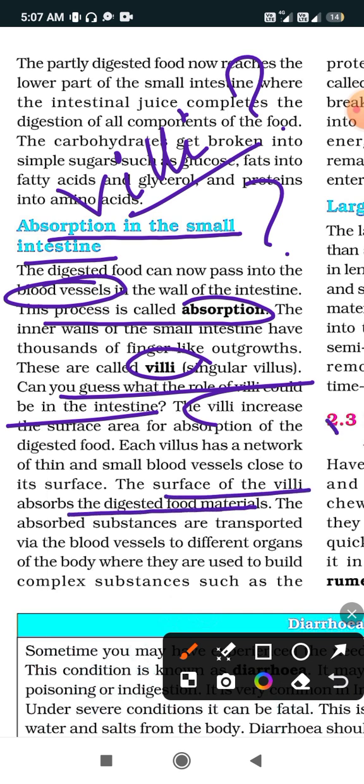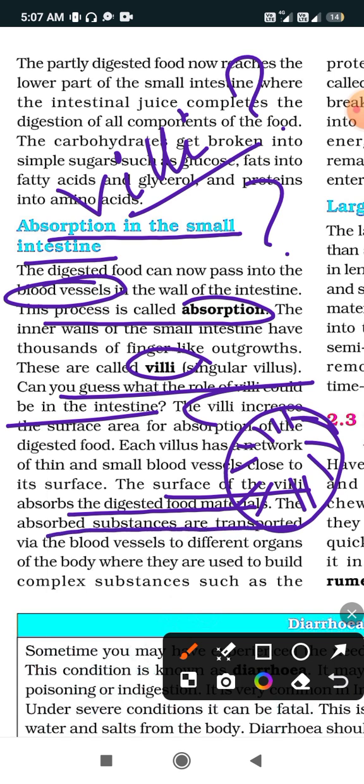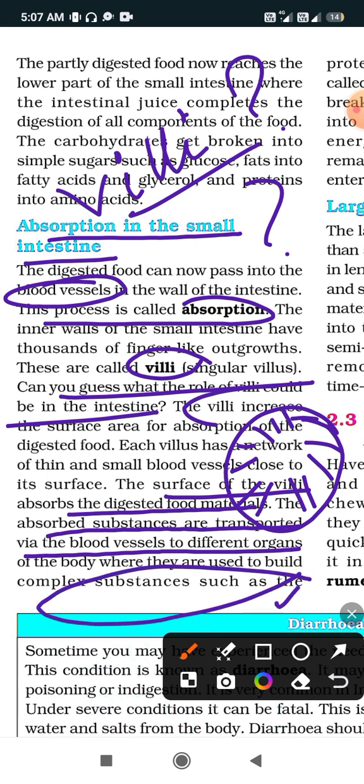So in the small intestine there is an outgrowth, a finger-like projection present. Clear? Then the absorbed substances are transported via blood vessels to the different organs of the body, where they are used to build complex substances such as protein. This process is known as assimilation.